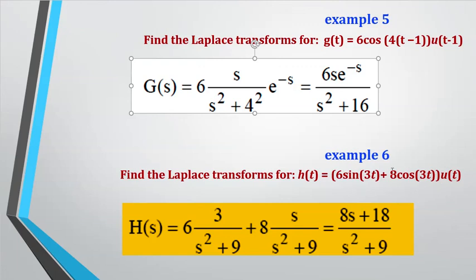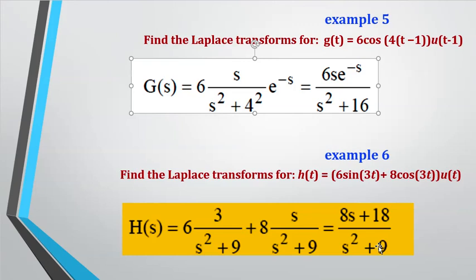So one by one. It's linear, right? So for 6 sine of 3t is easy. It's going to be 3 over s squared plus 9, first times 6. And for this one, also easy. 8 times s over s squared plus 9. Since they both have the same denominator, s squared plus 9, we can add the numerators together. So it's going to become 8s plus 18 over s squared plus 9.